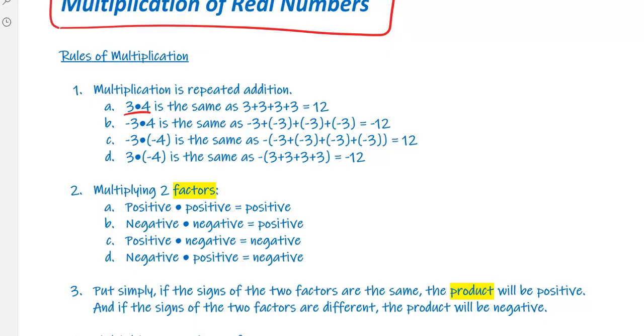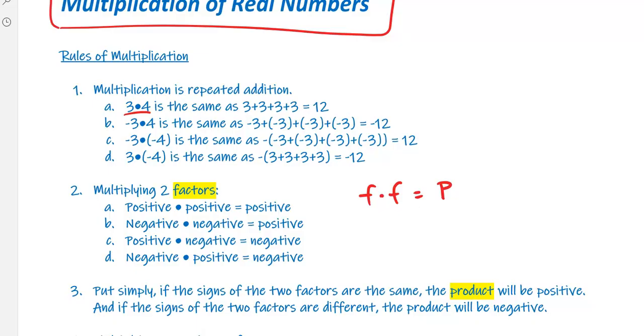When you multiply two factors, and factors are the things that you are multiplying together, you create a product. So a factor times a factor equals a product. That might be something important for you to write down. Anyway, let's look at it this way.